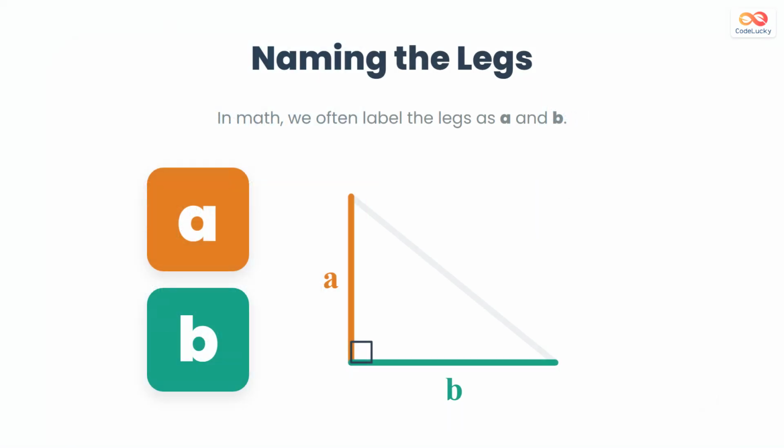In mathematics formulas, we often need to give these legs names so we can work with them. Usually, we label one leg as A and the other leg as B. It does not matter which one is which.